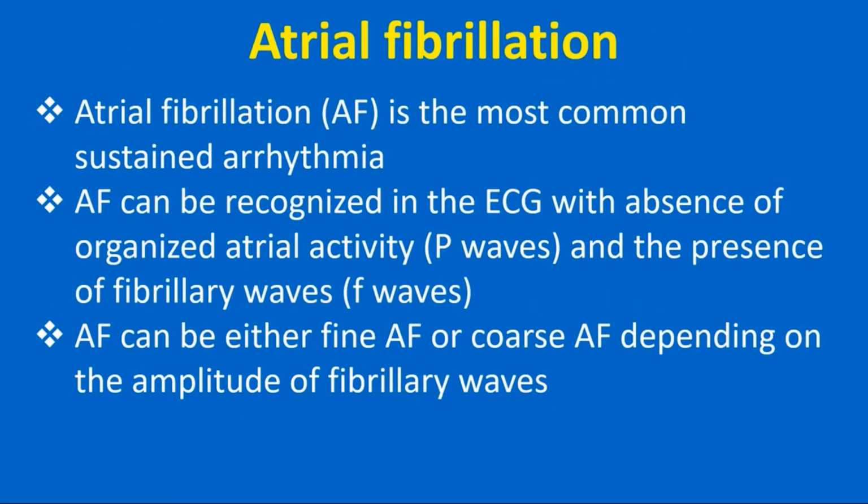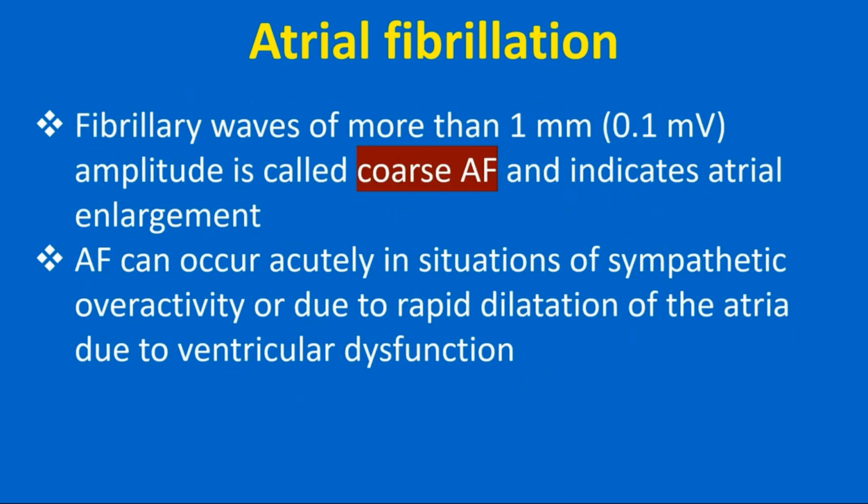Atrial fibrillation is the most common sustained arrhythmia. AF can be recognized in the ECG with absence of organized atrial activity and the presence of fibrillary waves. AF can be either fine AF or coarse AF depending on the amplitude of fibrillary waves. Fibrillary waves of more than 1 mm amplitude is called coarse AF and indicates atrial enlargement.